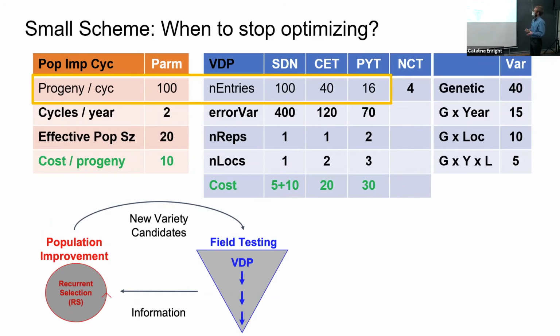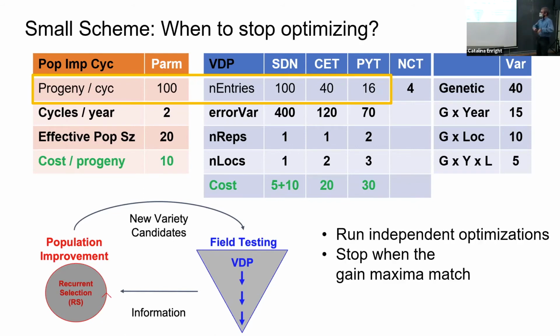On the recurrent selection side, I'm imagining that I'm doing 2 cycles per year of recurrent selection. Each cycle has 100 progeny. These are the error variances related to the genetic variances, so that you have a heritability of about 0.1, about 0.2, and about 0.3 as you move through the variety development cycle. The other thing is costs matter here, because I'm optimizing for a budget. The seedling nursery is where I genotype individuals. Growing the seedling itself isn't so expensive, but I want to genotype it.